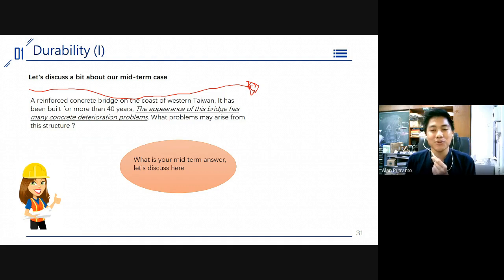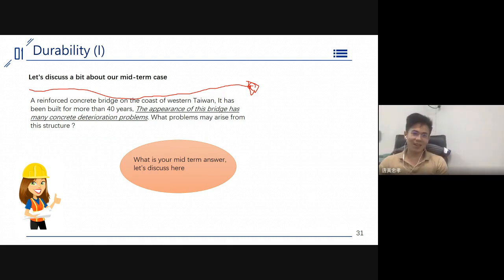Because you don't need to provide what kind of non-destructive test or destructive test did you answer, but just provide me what kind of defects or what kind of deterioration that our midterm case happened. I mean, what happened in our midterm.